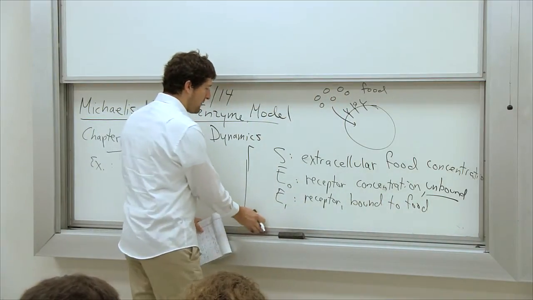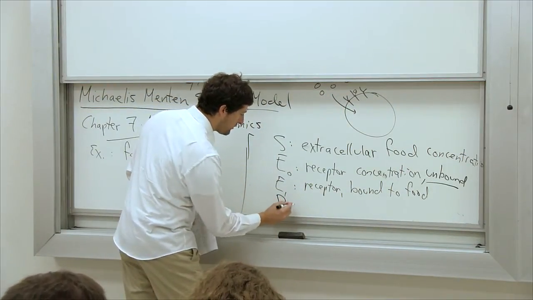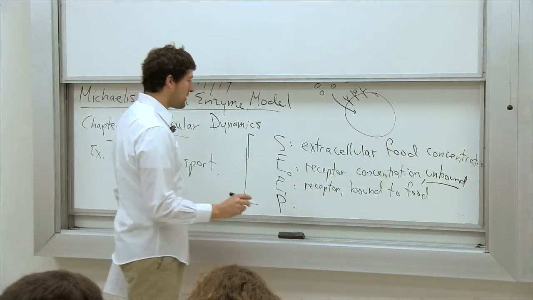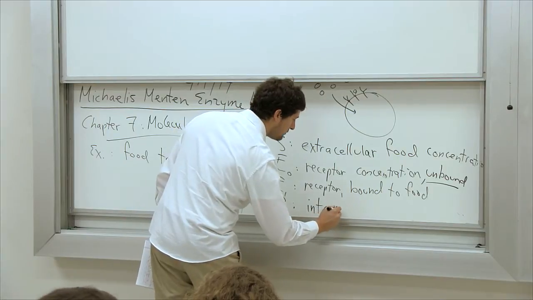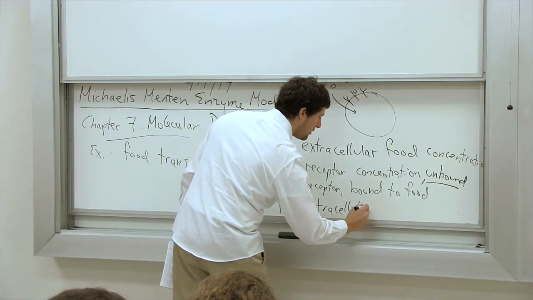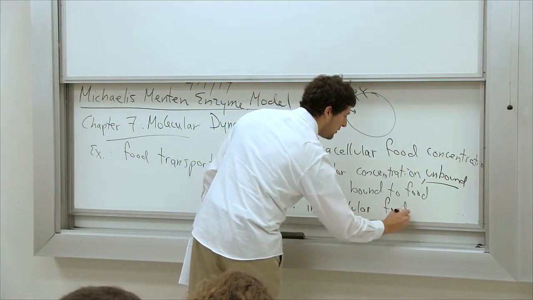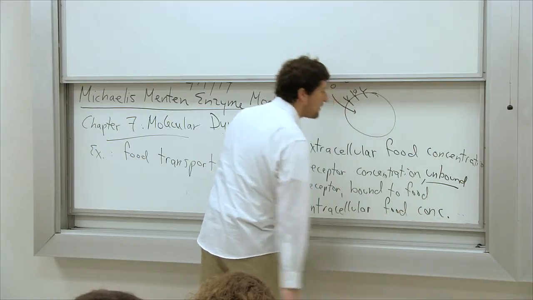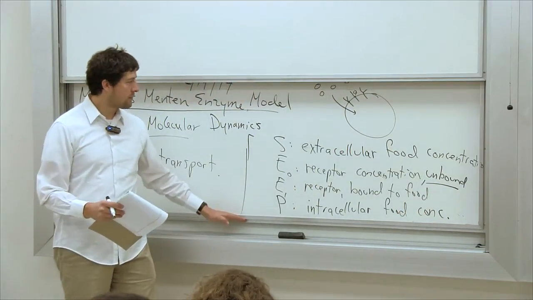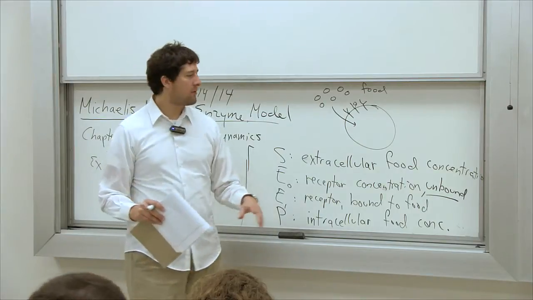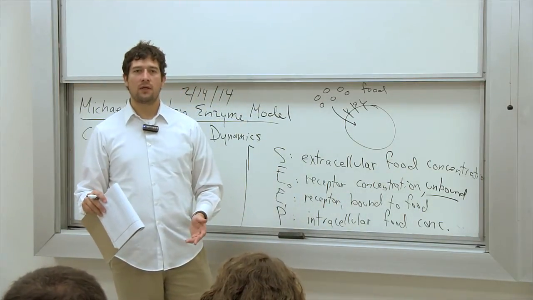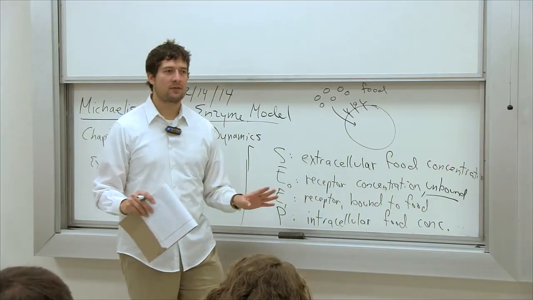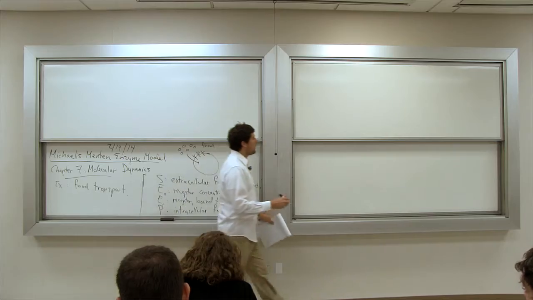And finally, we're going to call this P, the intracellular food concentration. Once again, don't get too caught up on the concentration thing. You can think about it as a total number if you find it easier. And then the math is pretty much the same. It's really the same.